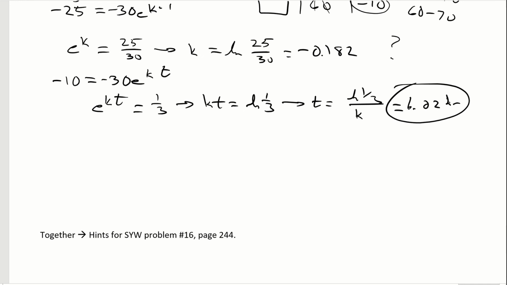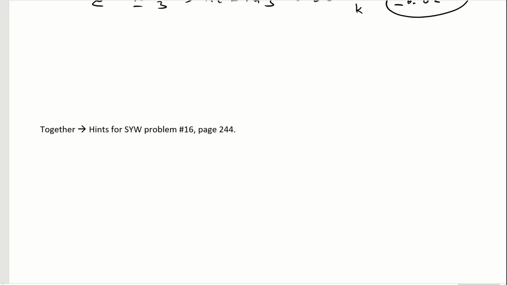So last thing I want to say is a hint about problem 16, which is actually a show your work problem. It says there's a murder investigation. The temperature of the corpse, I love this problem, by the way. I feel like a coroner. The temperature of the corpse was 32.5 degrees at 1:30 p.m., 30.3 degrees an hour later. Normal body temperature is 37 degrees, and the temperature of the surroundings is 20 degrees Fahrenheit, or Celsius. So when did the murder take place?